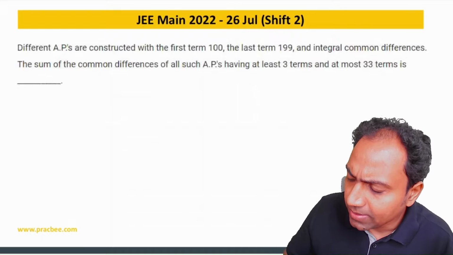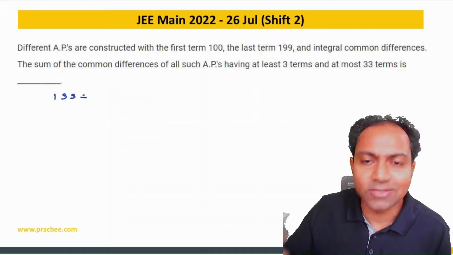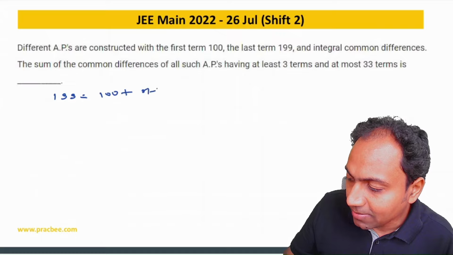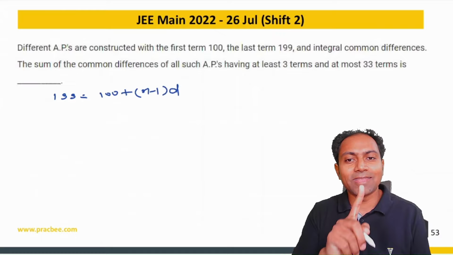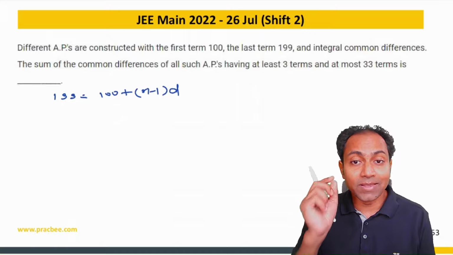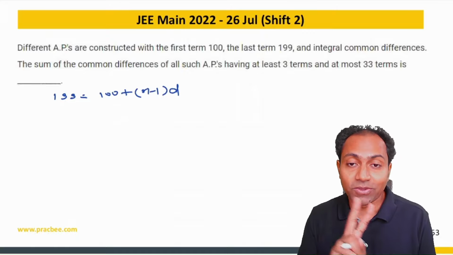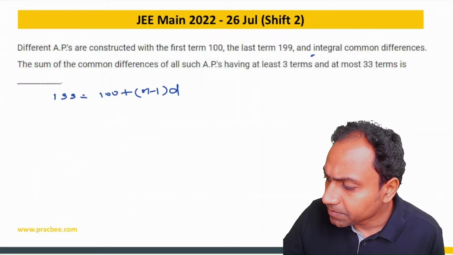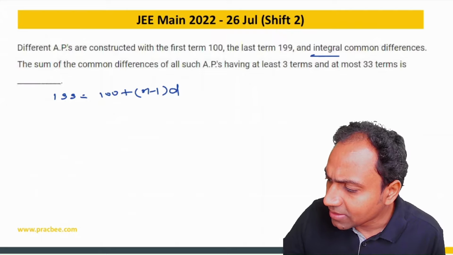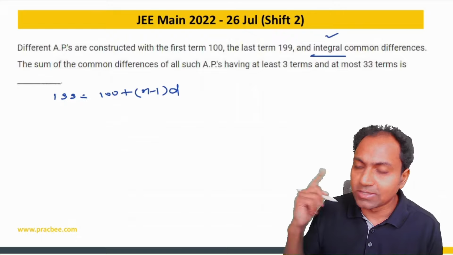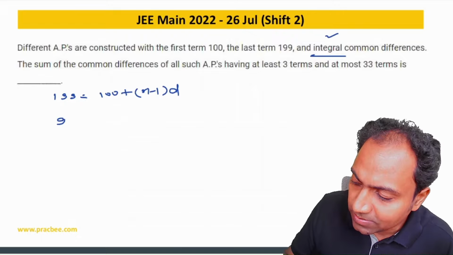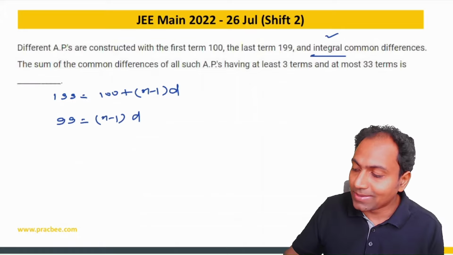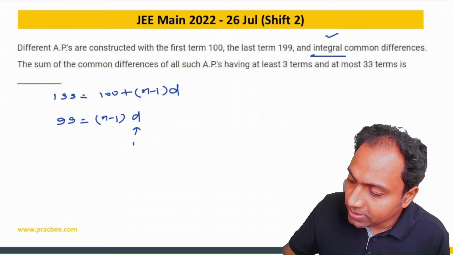So if I write last term as 199 and let us assume n terms in that arithmetic progression, it can be written as a plus n minus 1 into d. Here n and d both are unknown to us. But now they have given two important conditions for us to figure things out. The most important condition that they have given is that the common difference is an integer in nature. See, now this is the very important statement, because if I simplify, this becomes 99 is equal to n minus 1 into d. And now what they're telling is, see, this part d is also an integer.